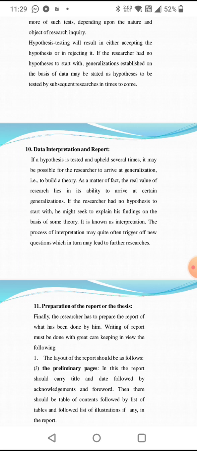Next is generalization and interpretation, that is data interpretation, and writing the report. If a hypothesis is tested and upheld several times, it may be possible for the researcher to arrive at generalization, that is, to build up a theory. As a matter of fact, the real value of research lies in its ability to arrive at certain generalizations. If the researcher had no hypothesis to start with, he might seek to explain his findings on the basis of some theory, which is also known as interpretation. That is, you are going to interpret the numbers in theoretical form. So that is what generalization and interpretation means.